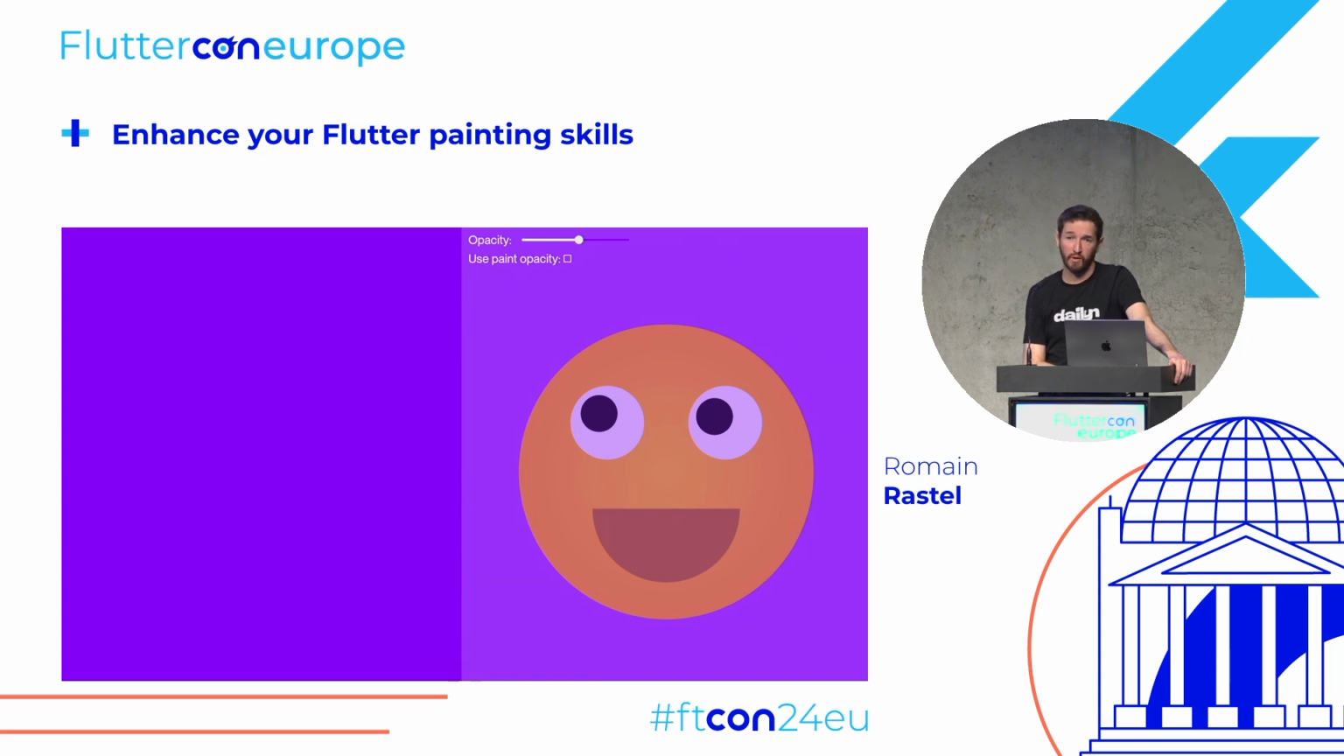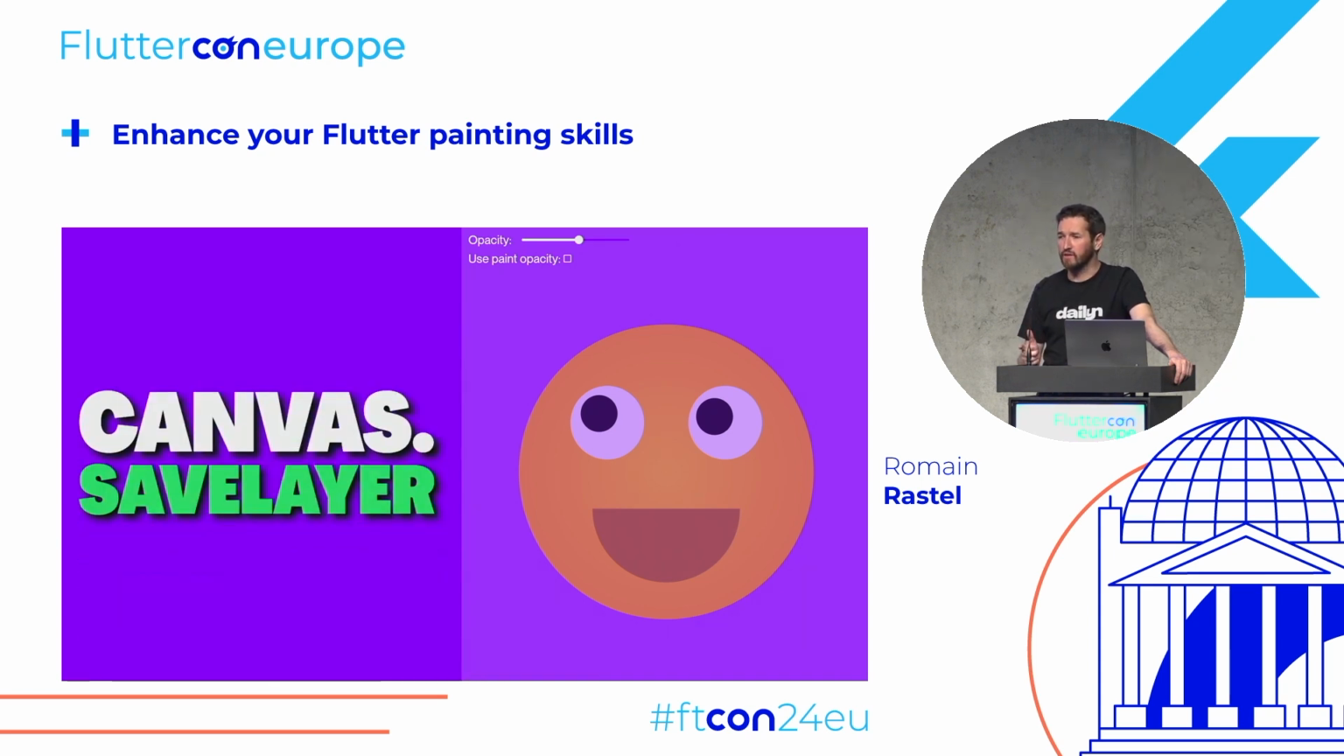Well, there is a method for that. And that method is called saveLayer. Raise your hand if you ever used saveLayer before. Oh, okay, yeah. So, if we activate it, as you can see, no more yellow in the eye, and it's pretty interesting.